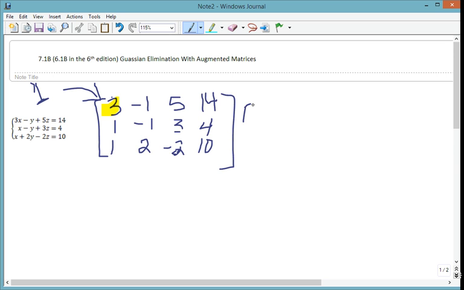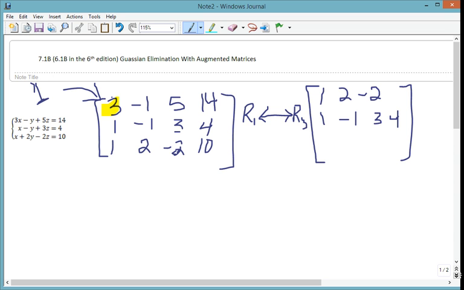We're going to call this row 1, and I'm going to interchange it with row 3. That's the only thing I'm going to change. Row 2 is not going to change at all, so row 2 stays the same. Now I'm going to put row 3 in the 1 spot, and row 1 in the 3rd spot. And there I have it. So I have my first 1 in the right place.